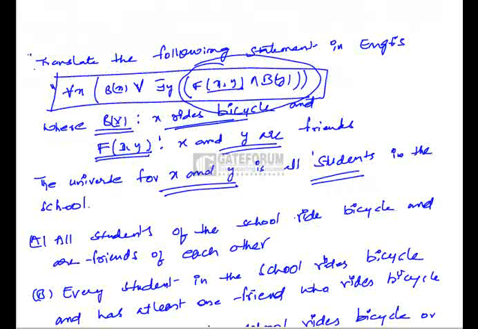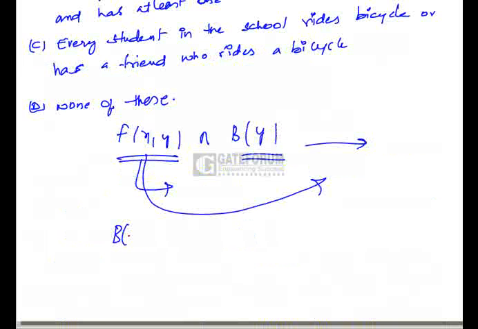Now let us combine this total statement for all of them, for all the students in the school. Those who ride bicycles, or this we represent as or, there exists at least a person who rides a bicycle. So it is nothing but every student in the school rides a bicycle or has a friend who rides a bicycle, which is nothing but option C.